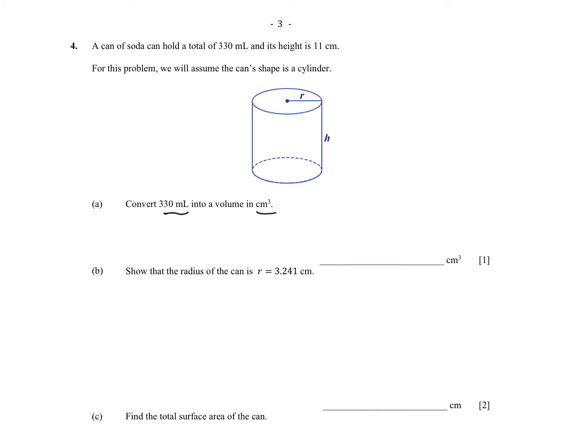These are actually equivalent. This is a capacity measure, and this is a volume measure, meaning capacity is the amount of liquid that goes inside of a shape, volume is the amount of space inside of a shape. And so, of course, those are related. But one of the things that we learned is that 1 milliliter equals 1 centimeter cubed. And so this is simply 330.